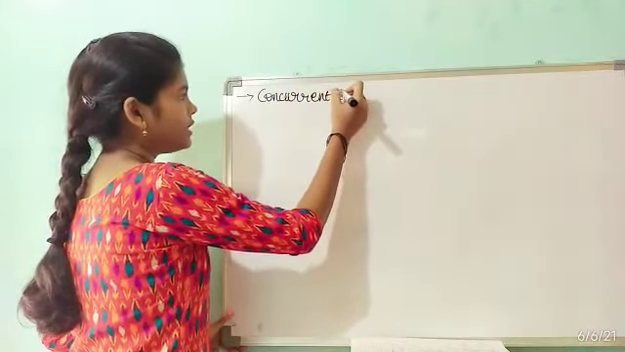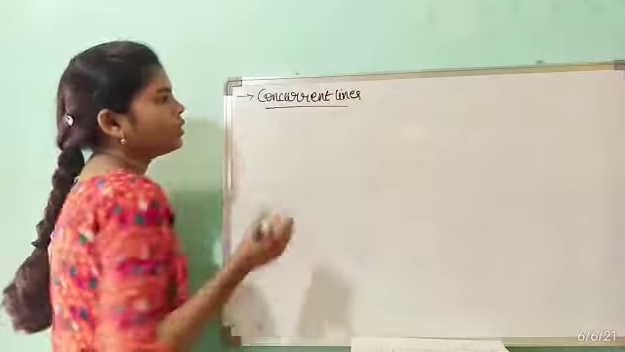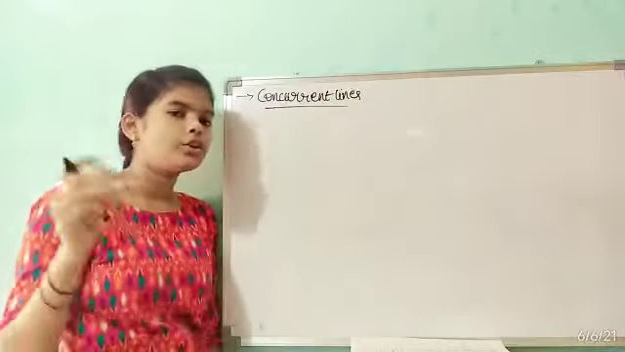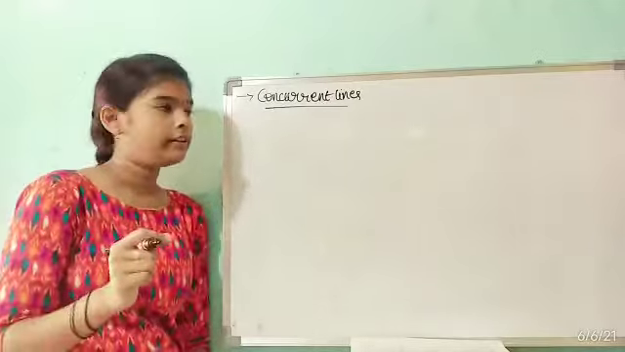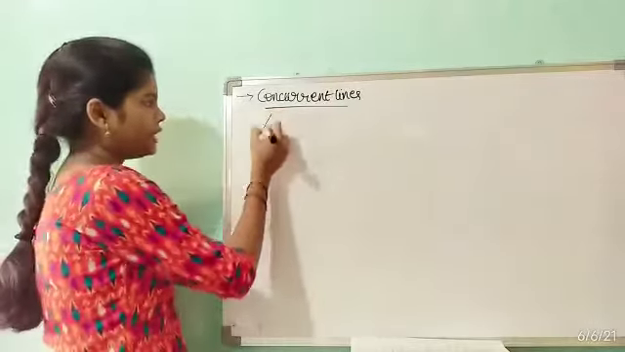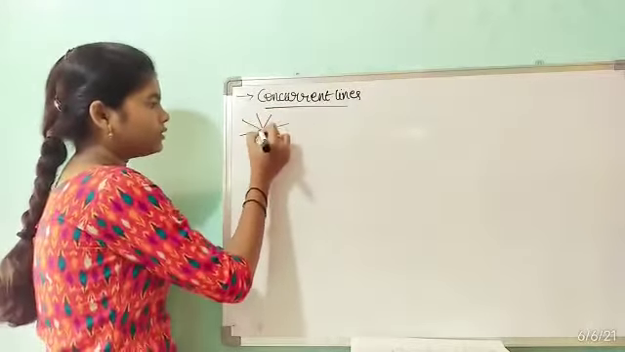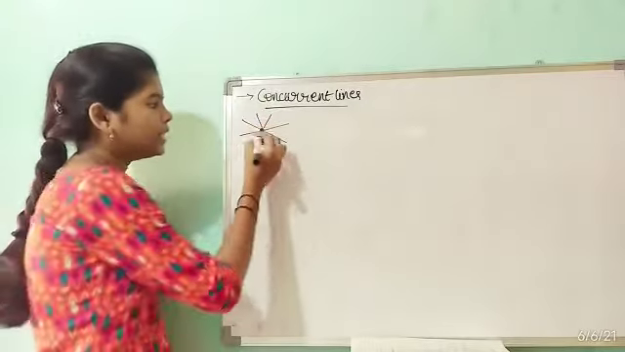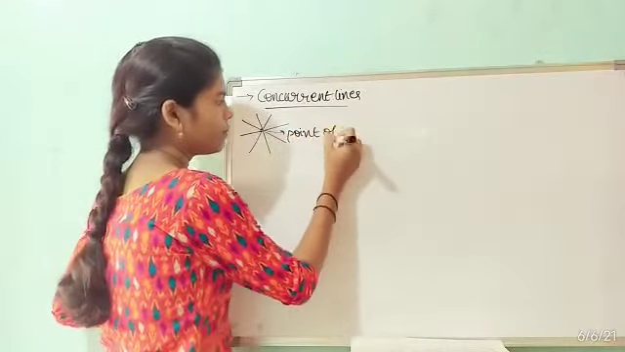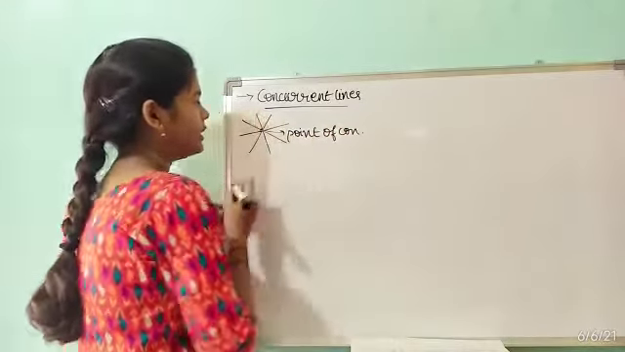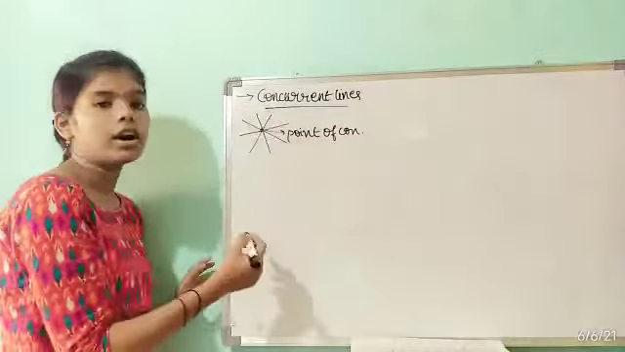Concurrent lines. What do we mean by concurrent lines? Suppose a group of lines have only one point in common, then they are known as concurrent lines. Suppose like this, these all pass through only a single point, and this point is known as the point of concurrence. These lines are known as concurrent lines.